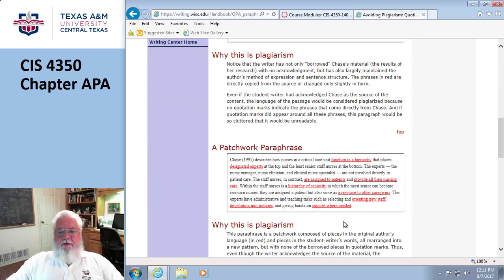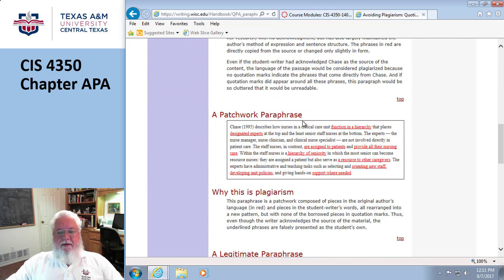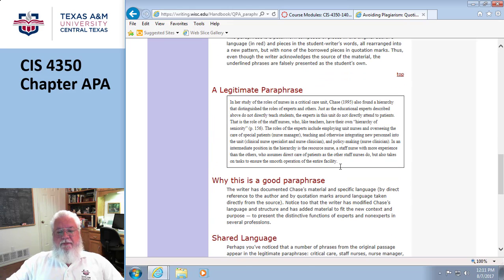So here's another one where they just kind of do cuts and pastes. For this particular case, now just because they give a citation, Chase 1995, referring to that reference, describes how nursing and critical care units, blah, blah, blah, blah, blah, but they still copied and pasted bits and pieces of it. That's still plagiarism. That is not paraphrasing. Paraphrasing is when you go through and actually put everything in your words.